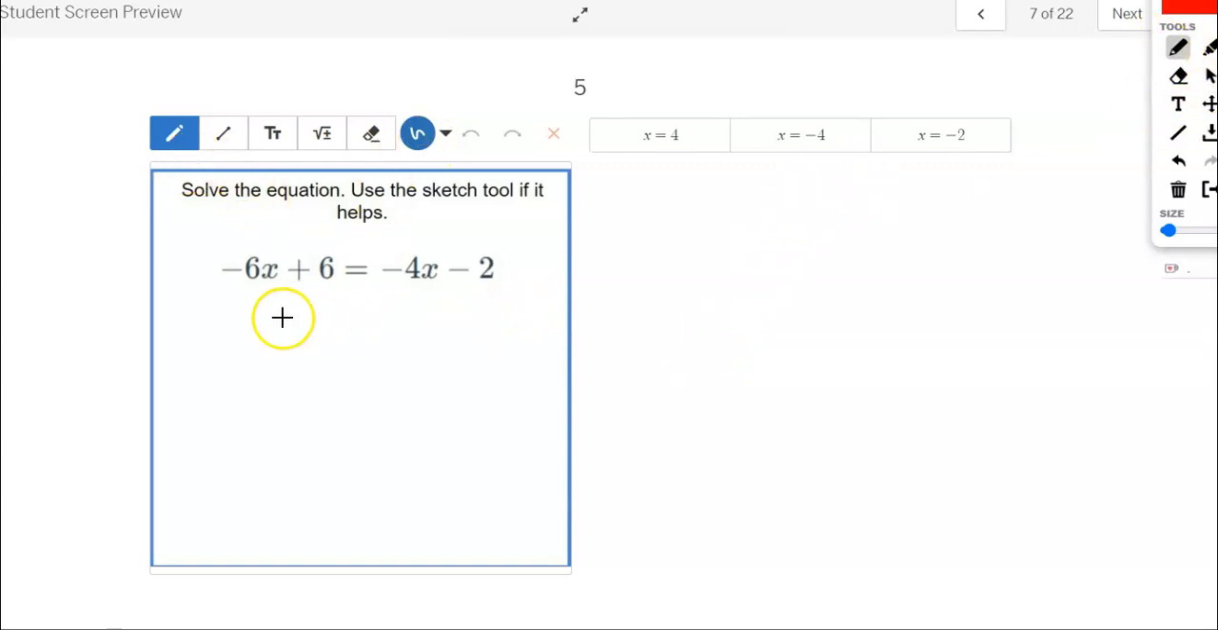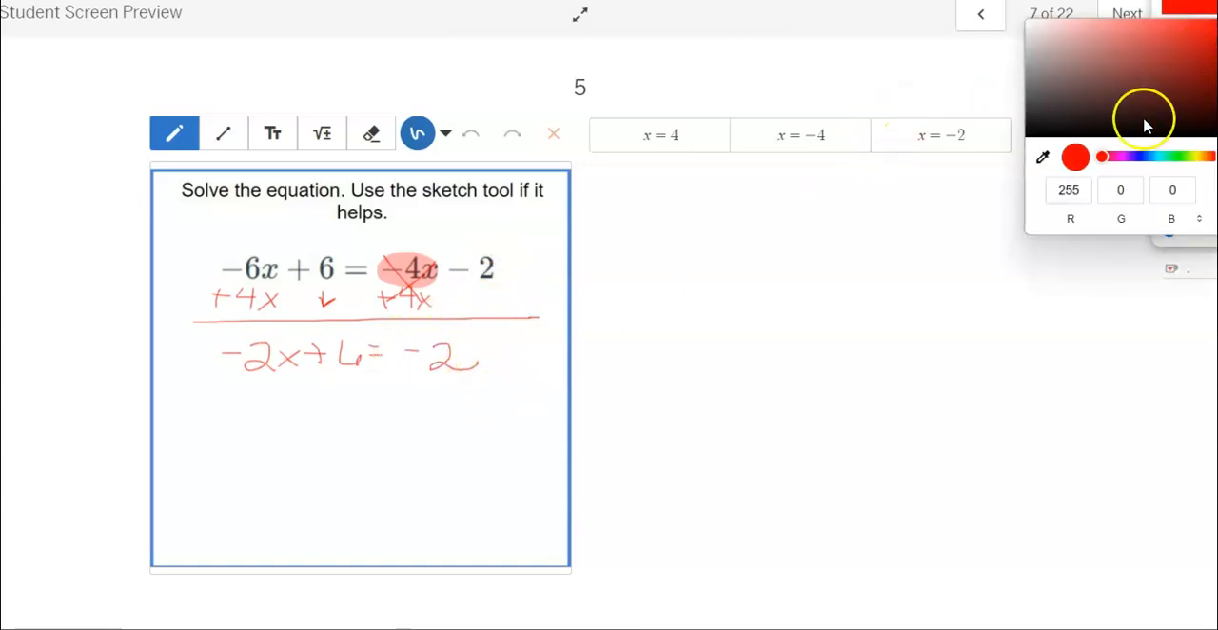And this one does have the sketch tool. I'm just going to use my page marker here. Okay, so what I have here is I have variables on both sides. So I have a -6x on the left, -4x on the right. I need to get this -4x over to the left, but I have to add 4x to both sides to do that. So I'm going to add 4x to the -4x, and I'm going to add 4x to the -6x. So let's do that part first. That's going to be -2x there. Bring down that +6 equals, and then this cancels, and then my -2 comes down.